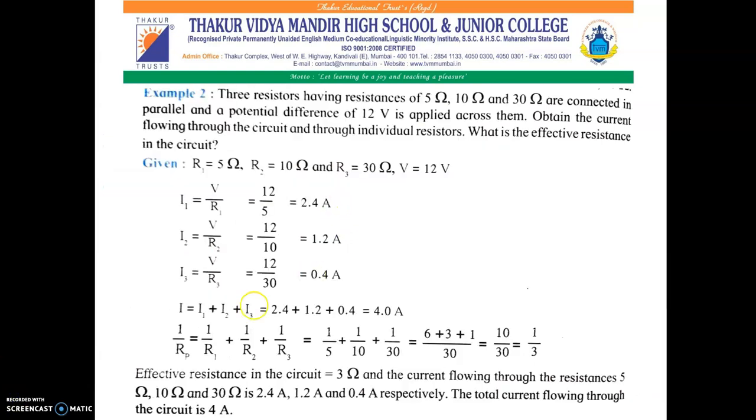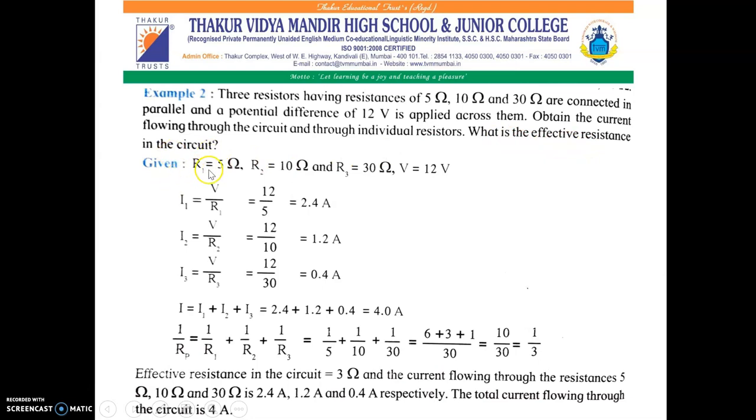Next example. Three resistors having the resistances 5 ohm, 10 ohm and 30 ohm are connected in parallel and a potential difference of 12 volt is applied across them. Obtain the current flowing through the circuit and through individual resistors. What is the effective resistance in the circuit?